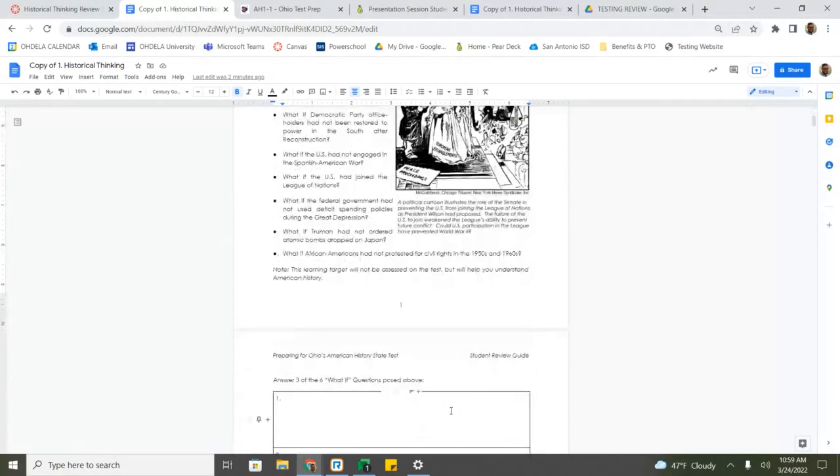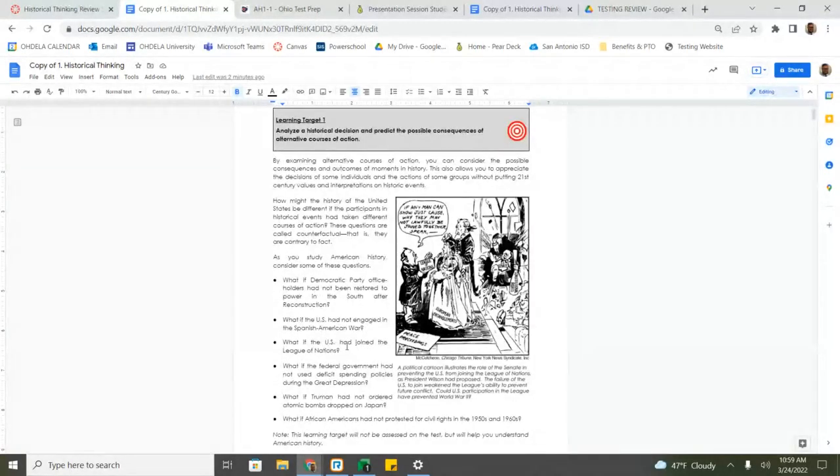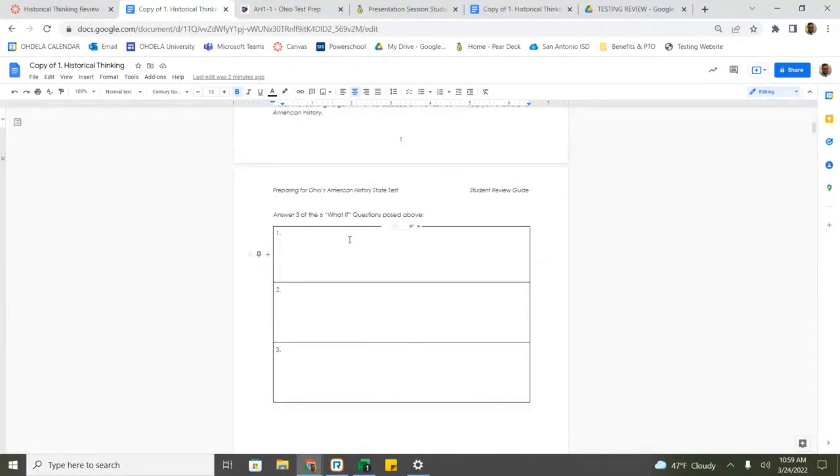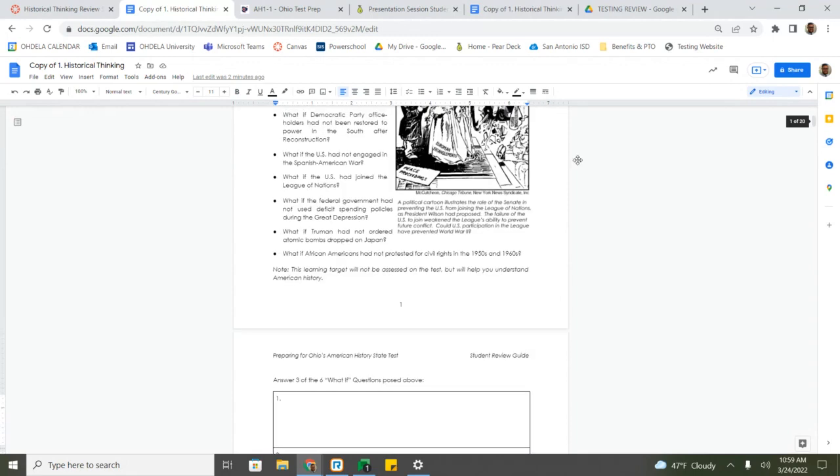That's what this is asking you to do: analyze and come up with these what-if histories. What if this never happened? What if the U.S. had joined the League of Nations? Remember, famously, we came up with the idea and didn't. So down here, you're going to answer just 3 of those what-if questions. And these are just opinions, right? You need to know the historical context, but what do you think would have happened?